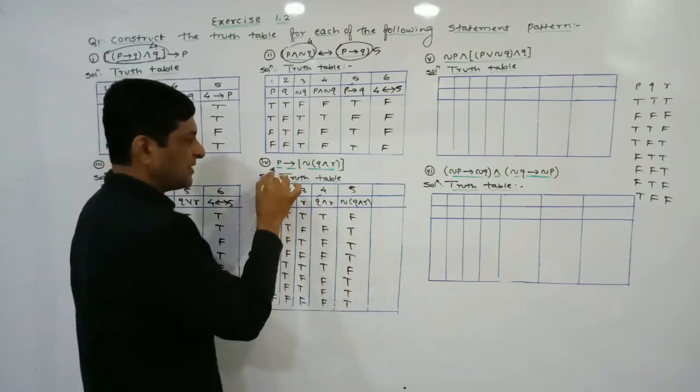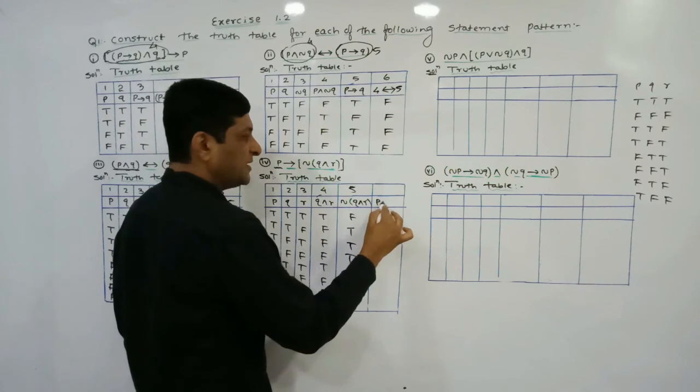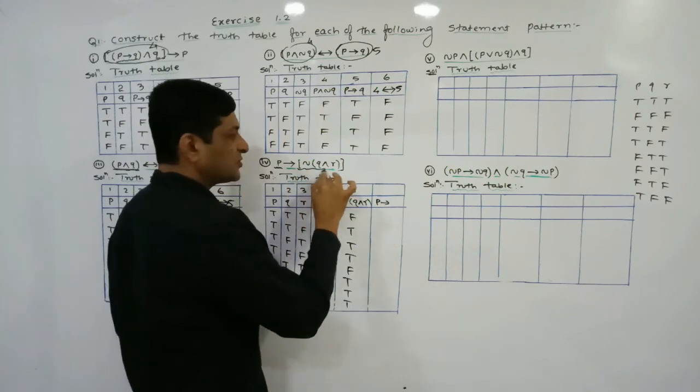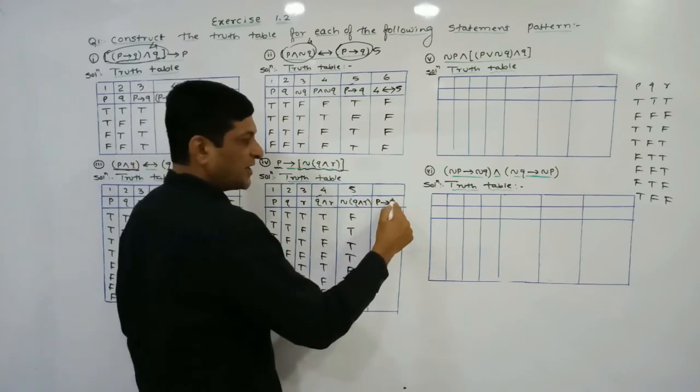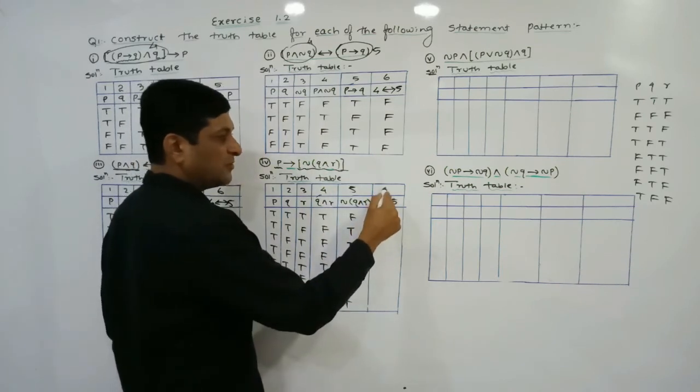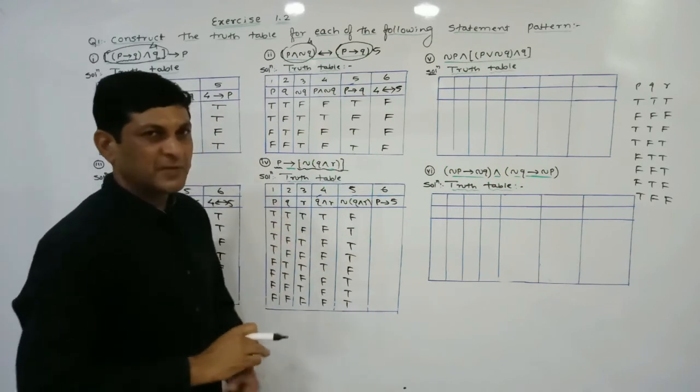Now observe this statement. P, the first part, implies this second part. The truth value of the second part lies in which column? 5. So we can say that P implies 5. Let us denote this new column by number 6.